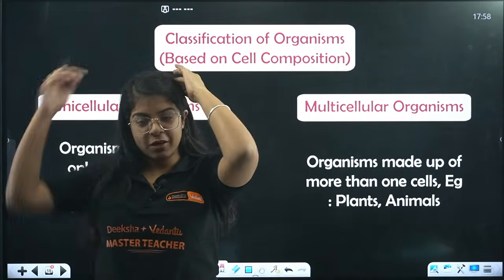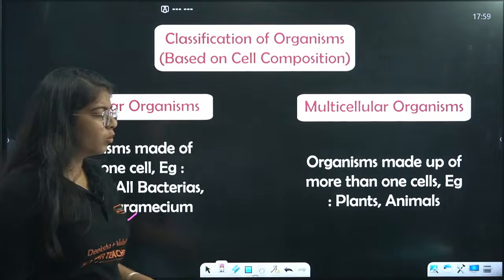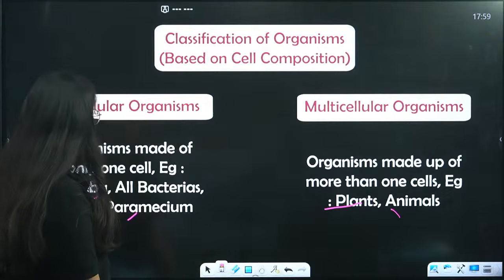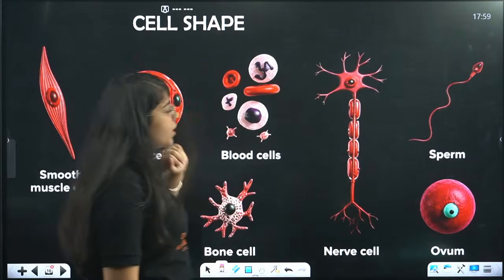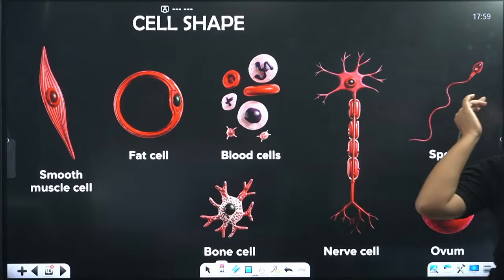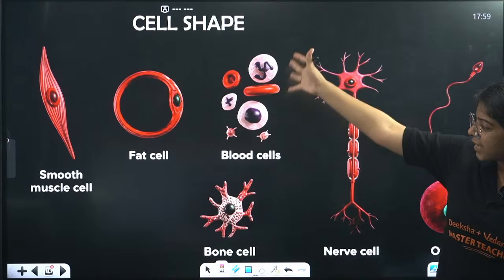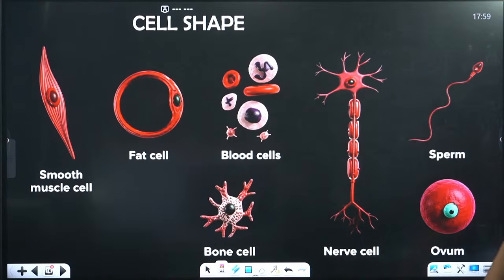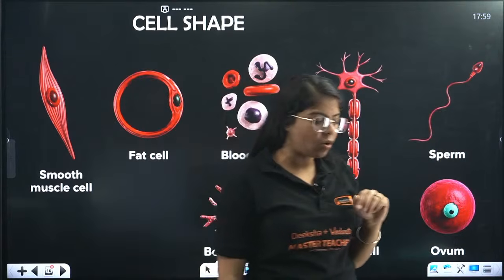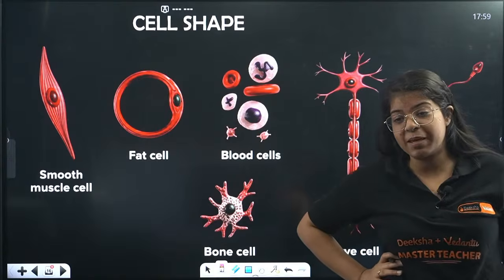Yes, Joseph, good. I'm just giving a quick revision of what we did in the whole chapter, right? So plants and animals are multicellular. Then we have all the different kinds of shapes of the cell, right? The sperm is elongated, the nerve cell, the ovum cell, bone cell, blood cell, fat cell, smooth muscle cell. Okay, I have a question. Which is the largest cell on this planet? Largest living cell found on this planet? You tell me.